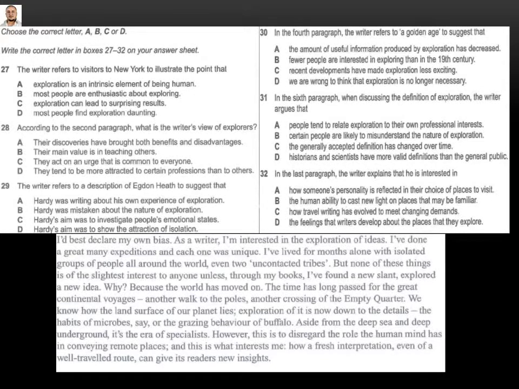I'd best declare my own bias. As a writer, I'm interested in the exploration of ideas. I've done a great many expeditions, and each one was unique. I've lived for months alone with isolated groups of people all around the world, even uncontacted tribes. But none of these things is of the slightest interest to anyone unless, through my books, I found a new slant, explored a new idea. Why? Because the world has moved on.